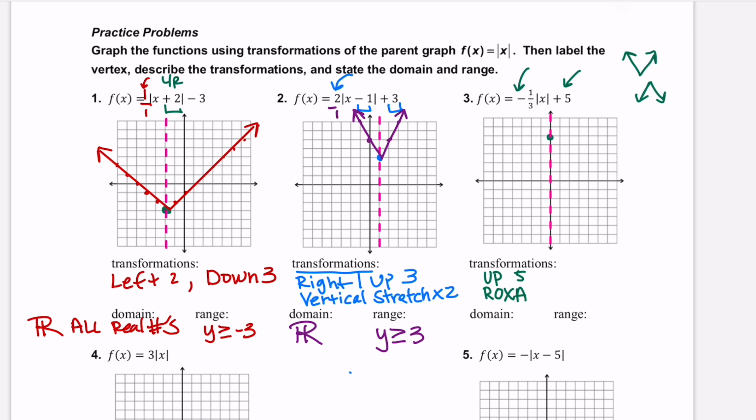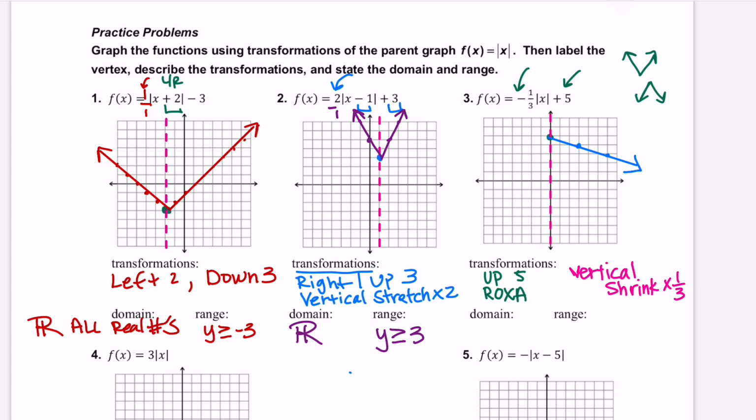We have a 1/3 right before the x. That's a slope of 1/3. 1/3 is less than 1, so this is going to be a vertical shrink by 1/3. So our slope is -1 over 3. So we're going to go down 1 over 1, 2, 3. And you can do that again, down 1 over 3. Connect those points into a straight line.